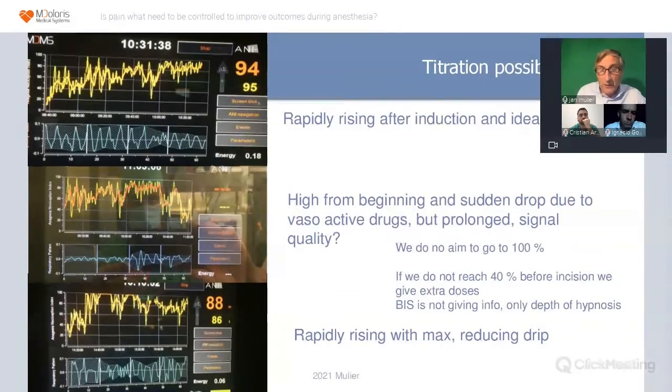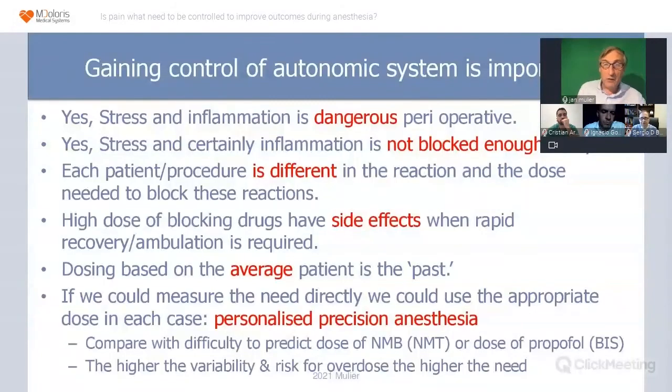Another analysis, rapidly rising to a maximum and then reducing, so I was able to reduce my drip and reduce my titration, and so we dropped down again. As you can see, we're now around 80, very nice and in a good, efficient way. So I think it's important to gain control of the autonomic system. It's something we are very much missing in anesthesia, because stress and inflammation are dangerous and are not blocked enough today.